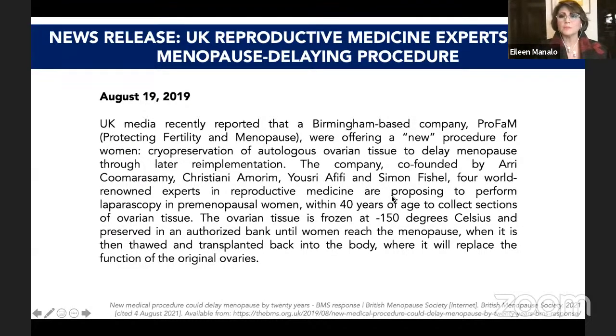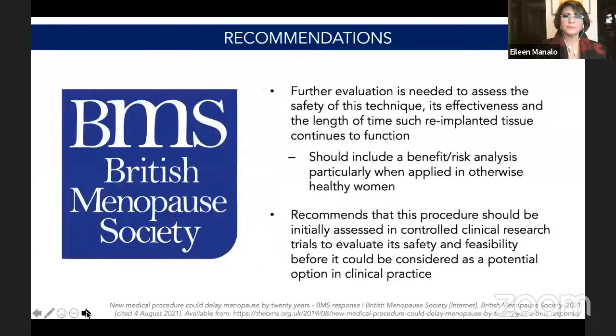They're proposing to perform laparoscopy in premenopausal women within 40 years of age to collect sections of ovarian tissue. The ovarian tissue is supposed to be frozen at minus 150 degrees Celsius, preserved in an authorized bank until women reach the menopause, when it is then thawed and transplanted back into the body, where it will replace the function of the original ovaries.